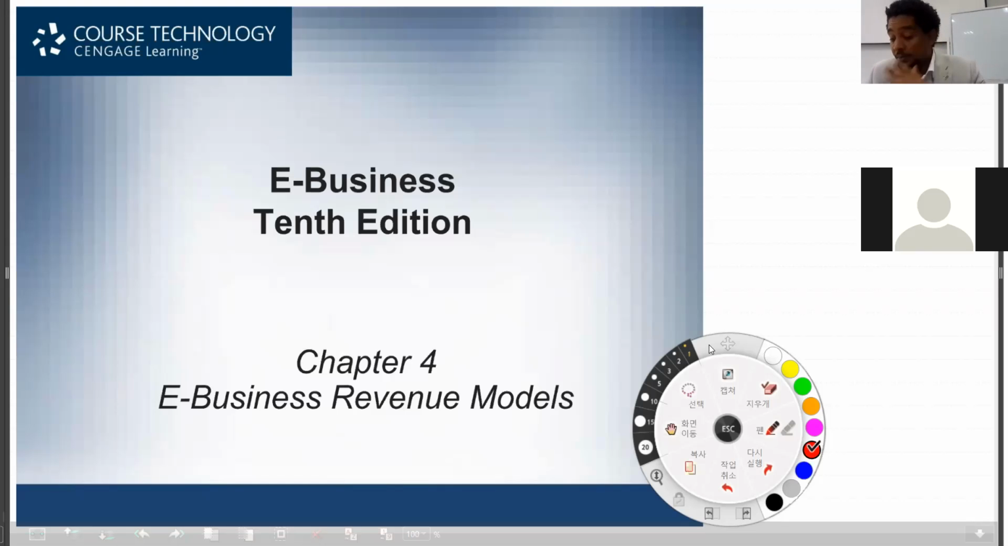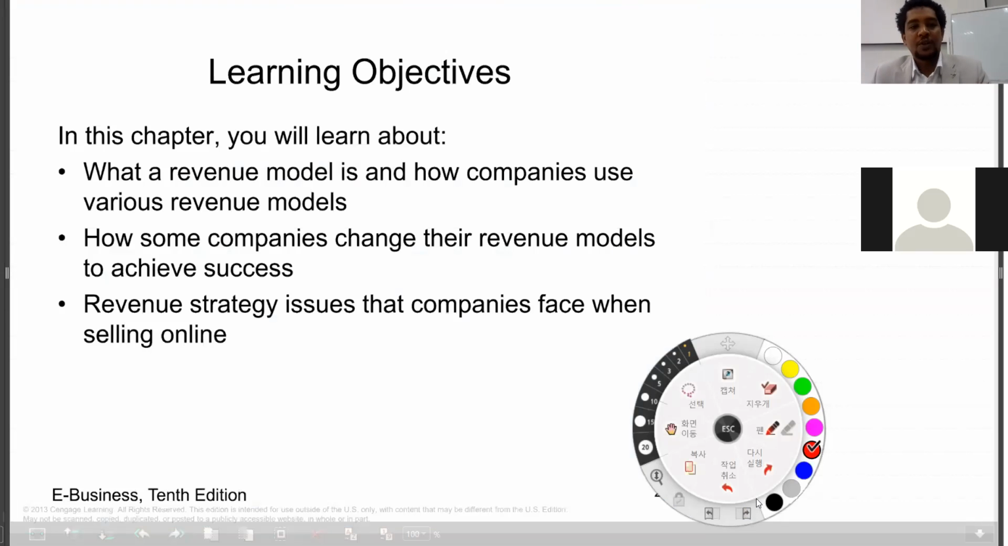Okay. So in this chapter, we'll talk about e-business revenue models. This is not technical, so we can just talk about some theoretical parts. In this chapter, you'll learn about what a revenue model is and how companies use various revenue models. A revenue model is a model that you use to run your business, right?